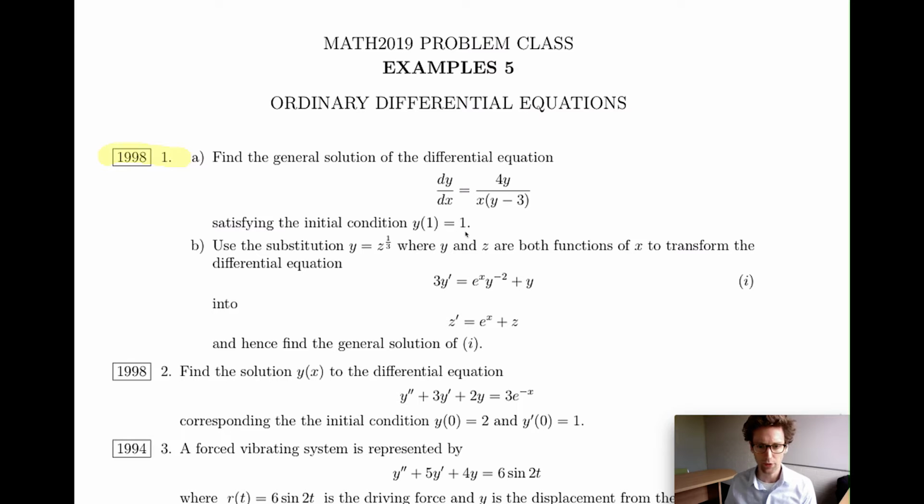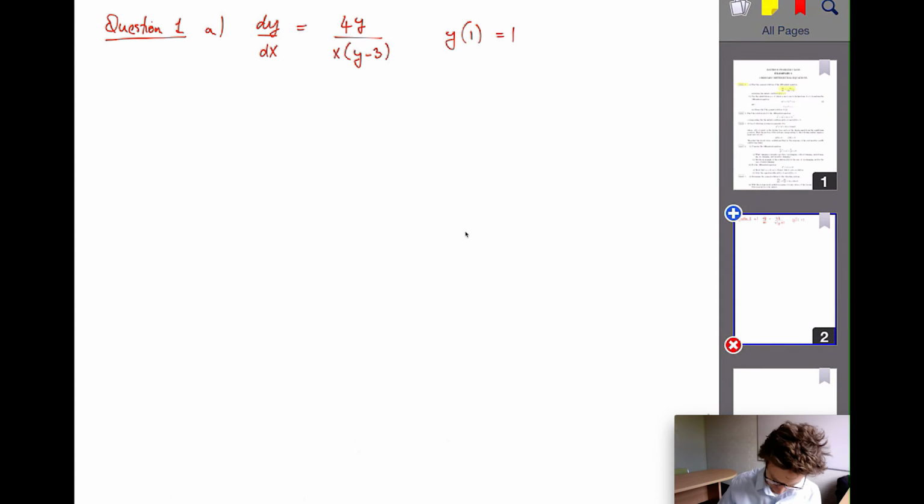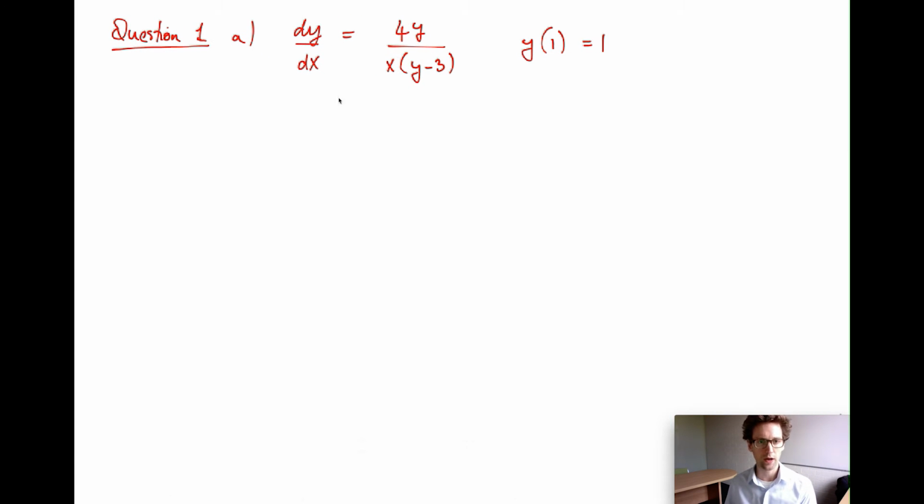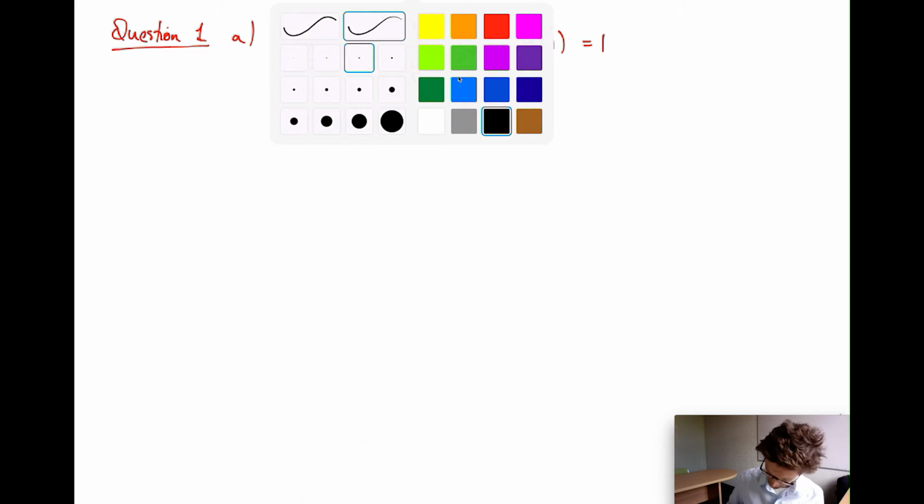y at x equals 1 is equal to 1. So we're going to need to use that, but we're not going to use that until later. First of all, we're going to have to try and solve this equation in terms of an unknown coefficient. So let's take a look at that. Taking a look at this equation, you notice that I could rewrite it so that it has y's on one side and x's on the other. So this is a separable equation.